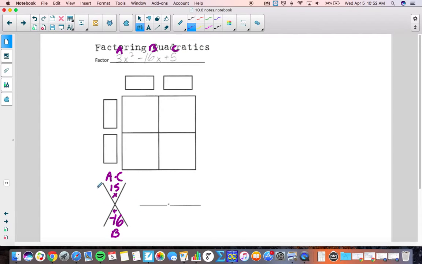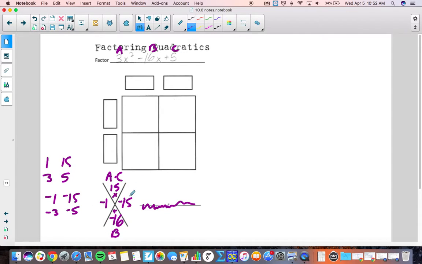So you can take some time to do that. This is interesting. It's a positive 15, so that means that either my factors are both positive, or they're both negative. Well, which set of factors here also adds to negative 16? This one does. Now if we think back to, by the way, this doesn't need to be there.